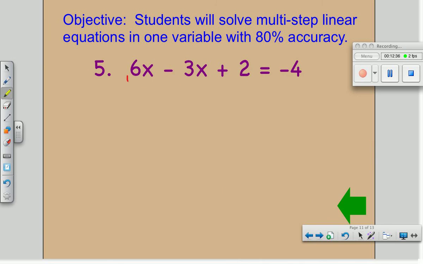Again, combine the hosts first, so we combine like terms. 6x minus 3x is 3x. Plus 2 equals negative 4. So first, combine like terms.